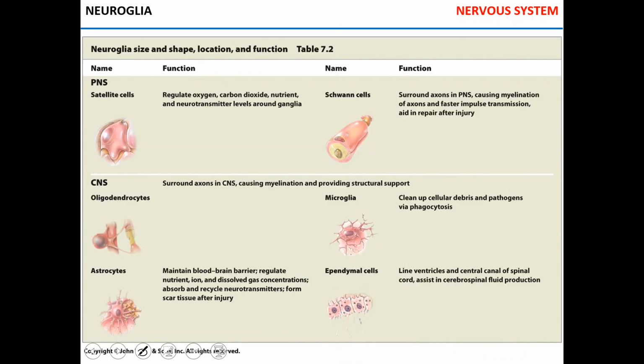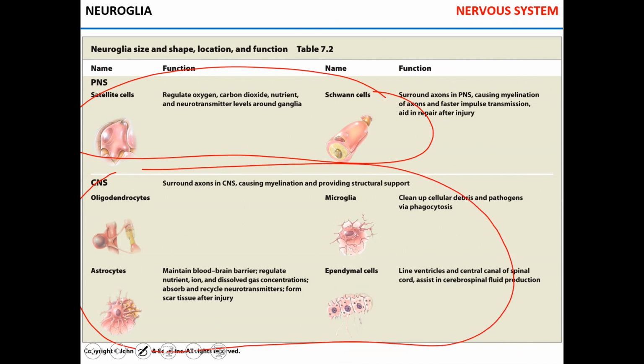Not only neurons are present in the nervous system, there are also other cells that do not transmit the signal, neuroglia cells. There are two main types of neuroglial cells, ones that are found in the peripheral nervous system and ones that are found in the central. Two types of cells found in the peripheral nervous system are satellite cells here, which support and nourish peripheral neurons, control the levels of carbon dioxide, neurotransmitters, and so forth. And Schwann cells actually myelinate axons.